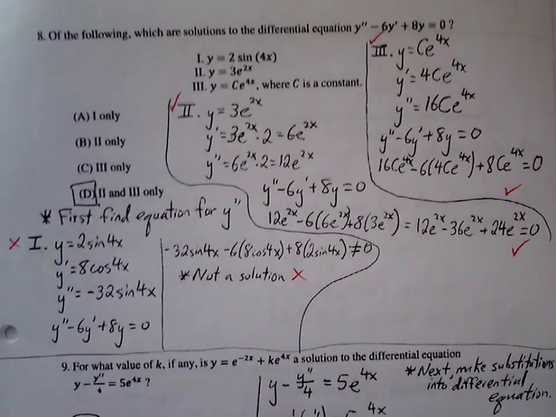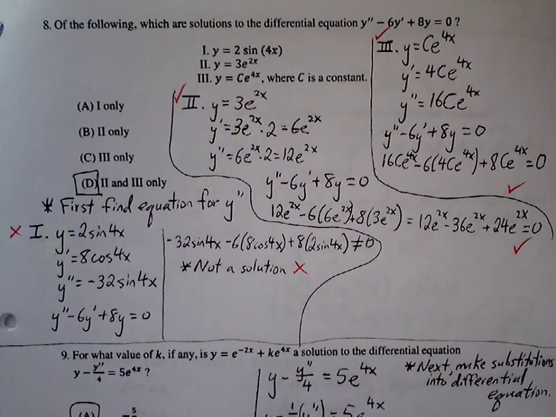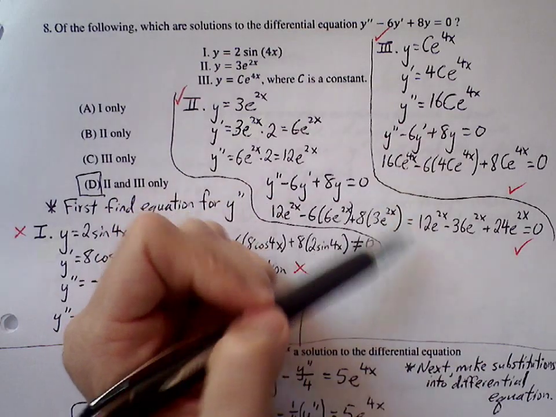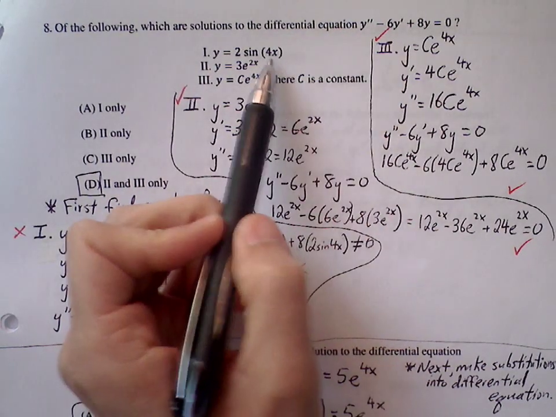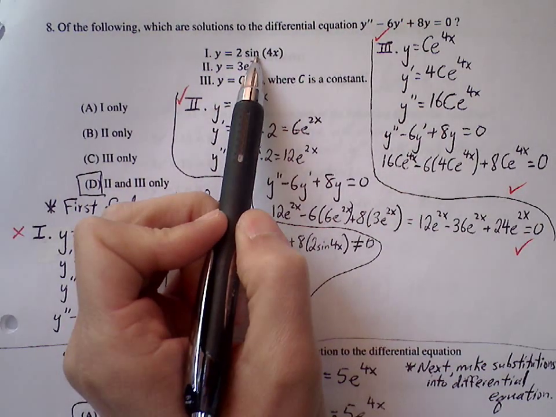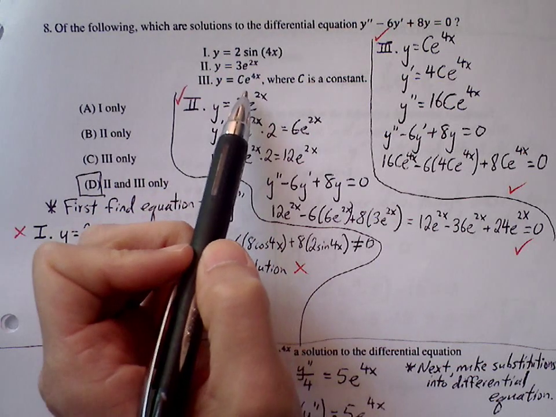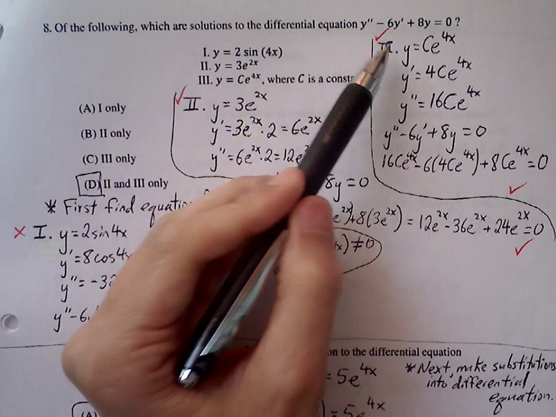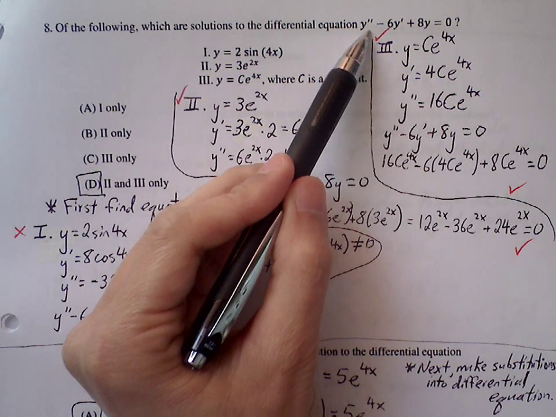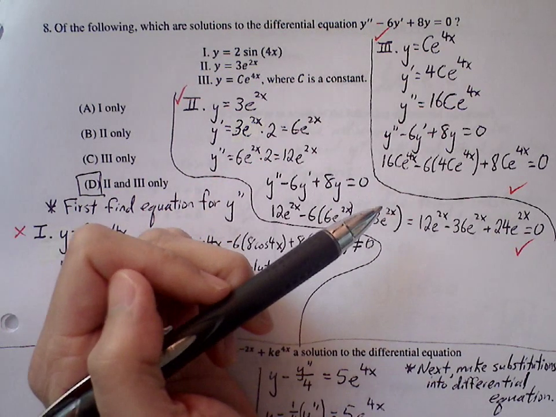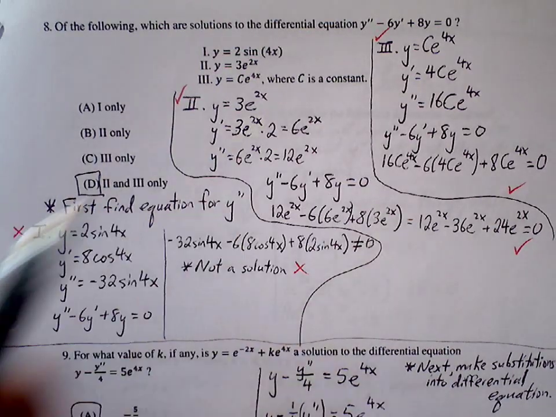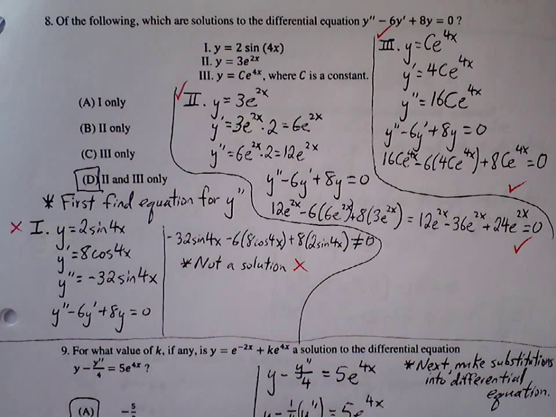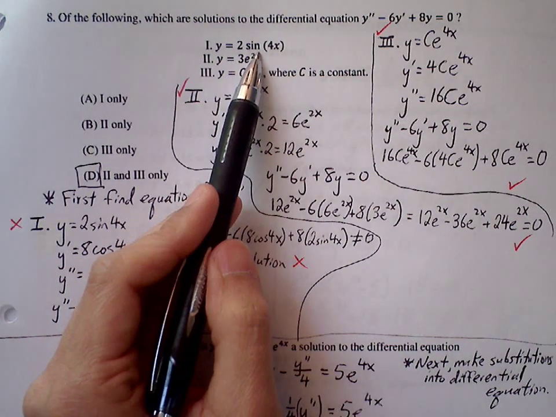All right, number 8, similar to ones that we've seen before in the past, where which of the following are solutions to the differential equation? We're going to find y prime and y double prime for each of these equations, and then once we find those respective ones, we'll plug them in separately and see which of those will allow for the differential equation to still stand true. So let's look at the first option first.